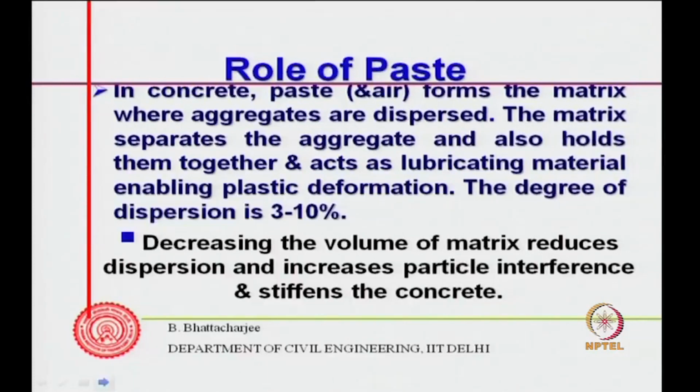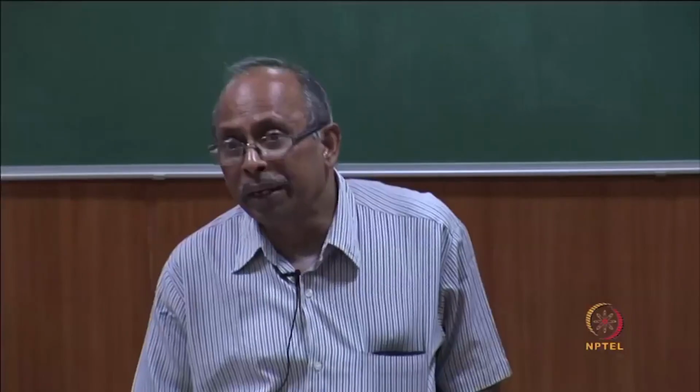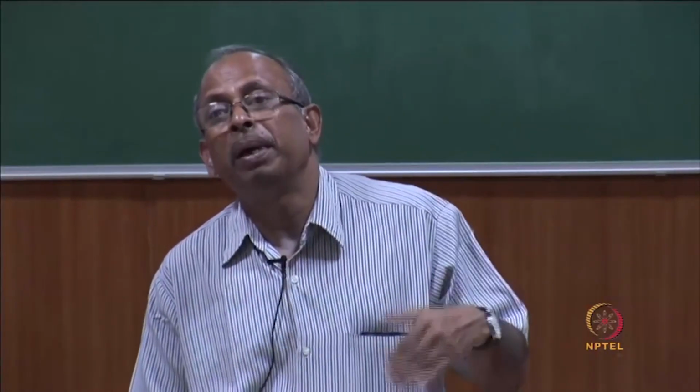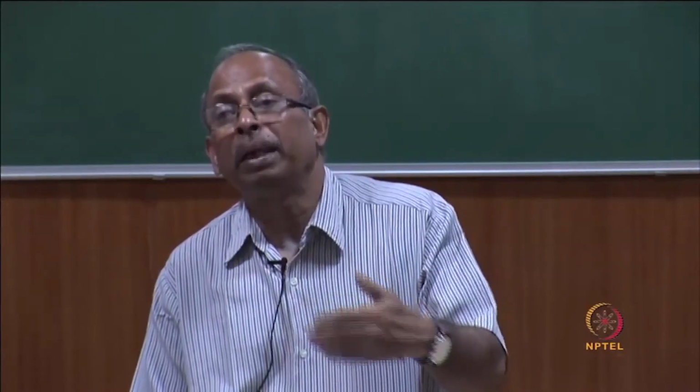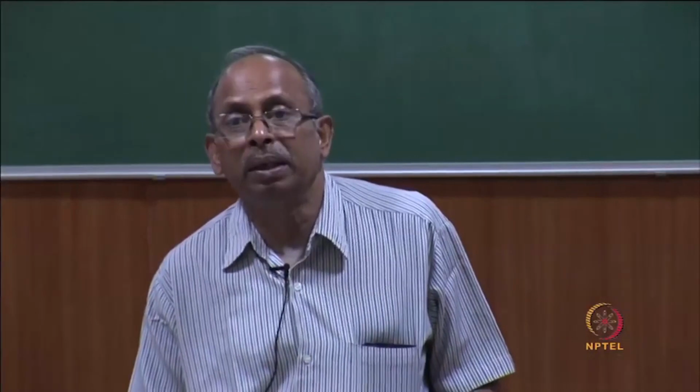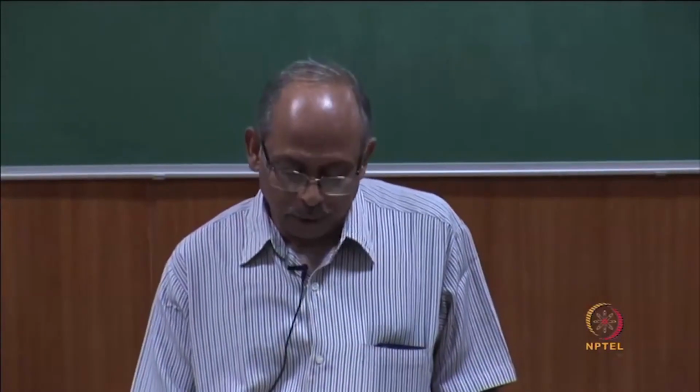Just as by the way, in normal concrete, the paste content would be around 30, 32, 33%. If you look at more flowing concrete, it might go to somewhere around 37, 38%. Like self compacting concrete, you have much higher paste, but the paste itself should be flowing, this is very important.